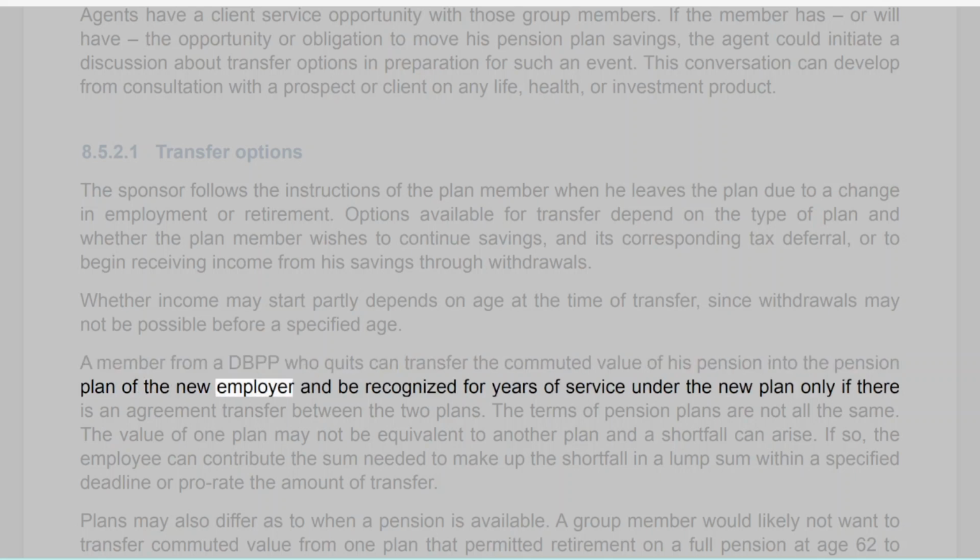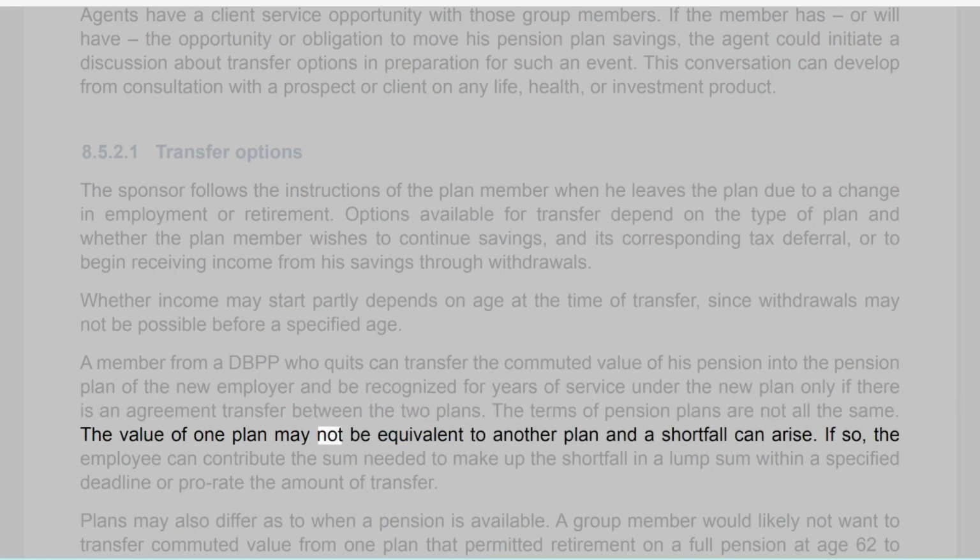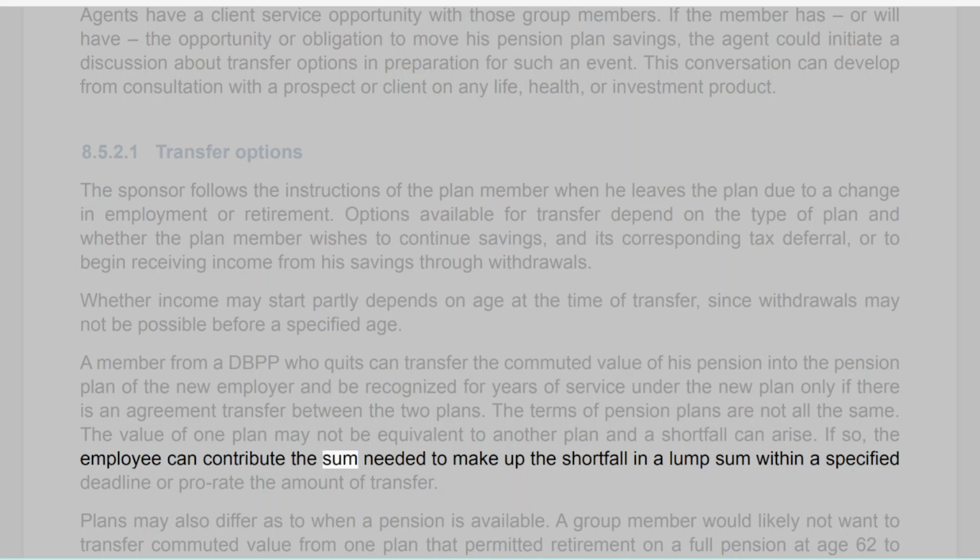A member from a DBPP who quits can transfer the commuted value of his pension into the pension plan of the new employer and be recognized for years of service under the new plan only if there is an agreement transfer between the two plans. The terms of pension plans are not all the same. The value of one plan may not be equivalent to another plan, and a shortfall can arise. If so, the employee can contribute the sum needed to make up the shortfall in a lump sum within a specified deadline or prorate the amount of transfer.